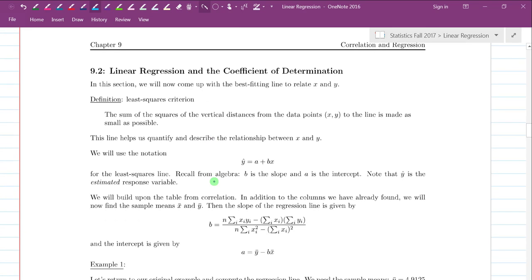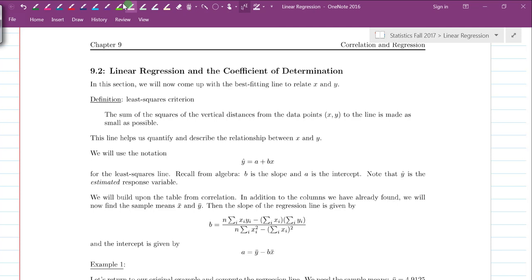Now here we go. Let me click that off and get over here. All right, linear regression and the coefficient of determination. In this section, we will now come up with the best fitting line to relate x and y.